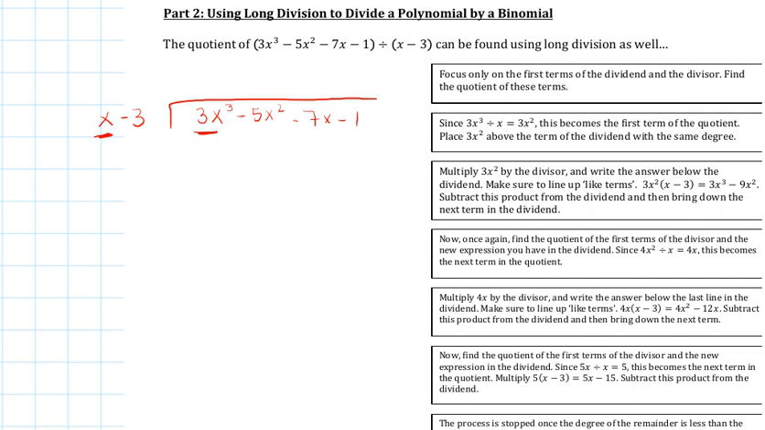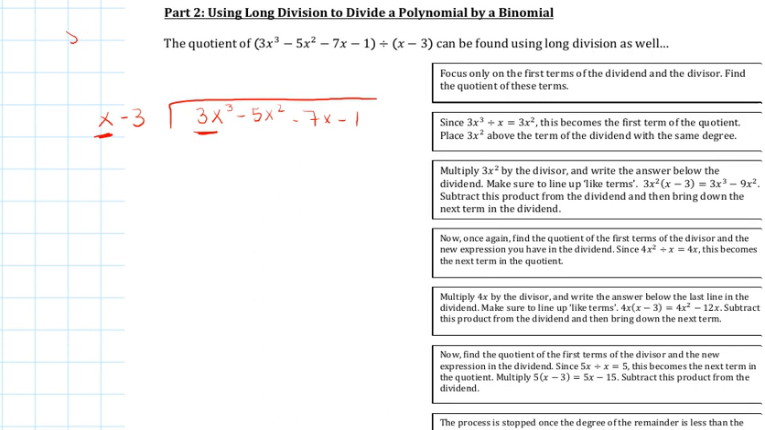Or you can think of it this way: if I divide 3x cubed by x, what do I get? If I divide 3x cubed by x, I'm going to end up with 3x squared. So that is what's going to go in my quotient. So that's going to be 3x squared here.